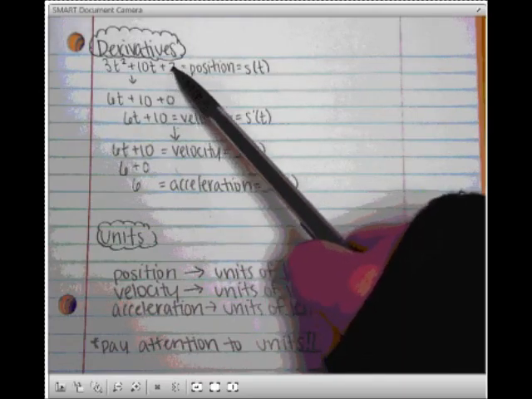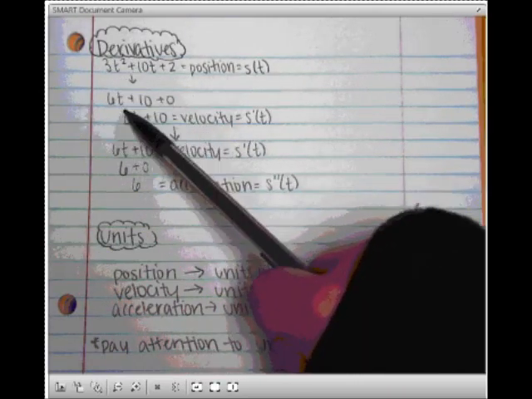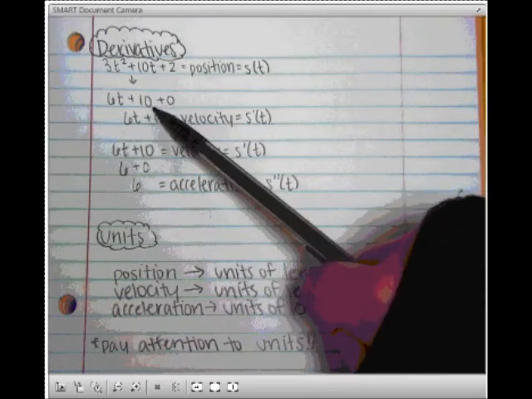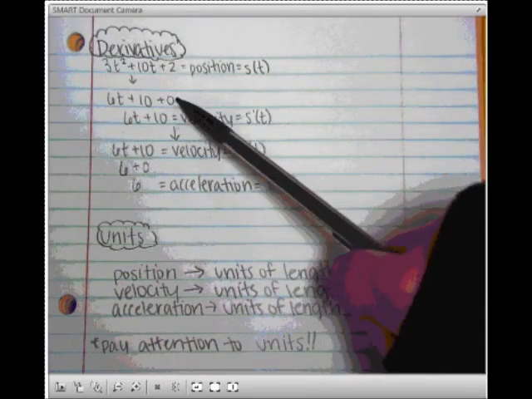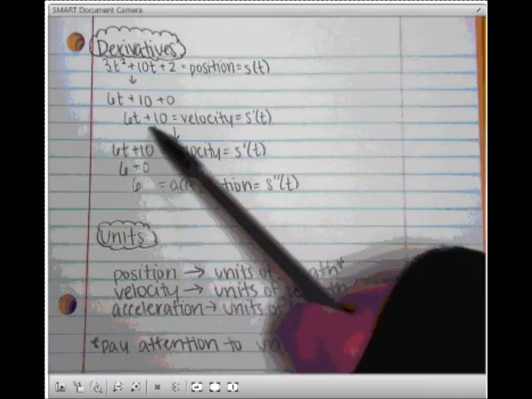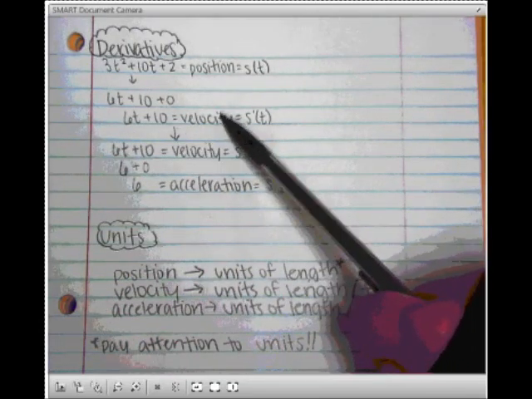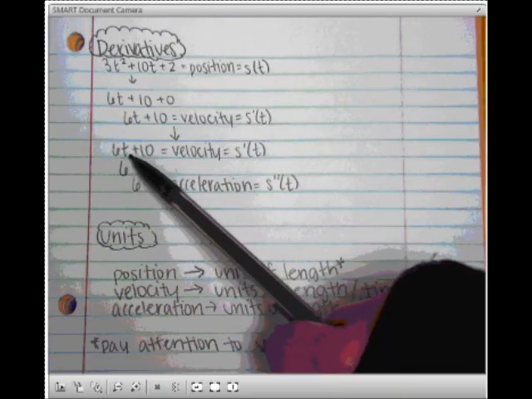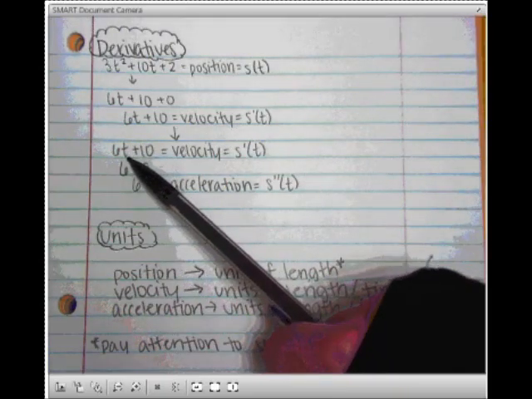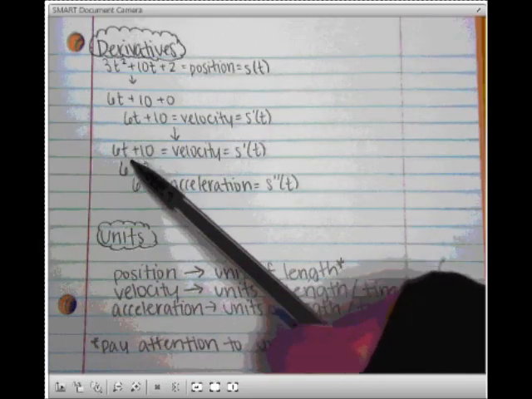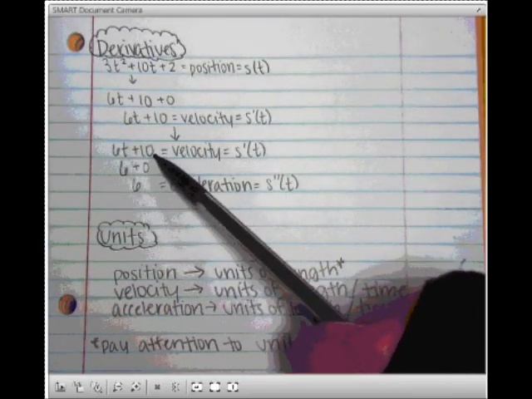Taking the derivative of 3t squared will give us 6t, taking the derivative of 10t will give us just 10, and taking the derivative of 2 will give us a value of 0. So ultimately, our velocity equation is 6t plus 10. To find the acceleration, taking the derivative of our now found velocity equation, or the second derivative of our position equation, will leave us with a constant value of 6, since the derivative of 6t is 6, and the derivative of 10 is 0.